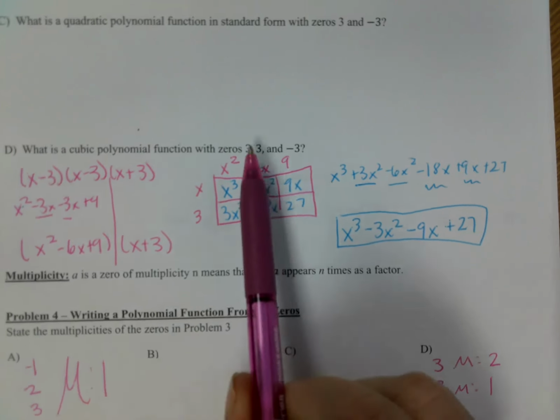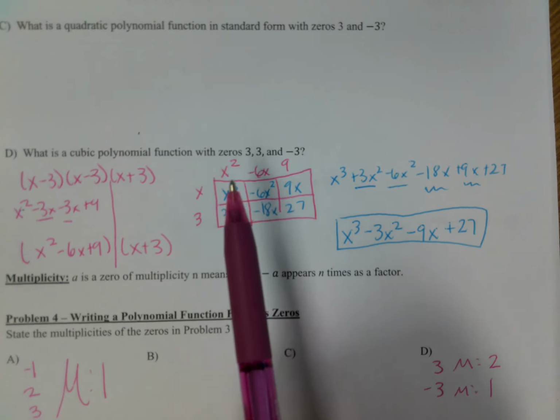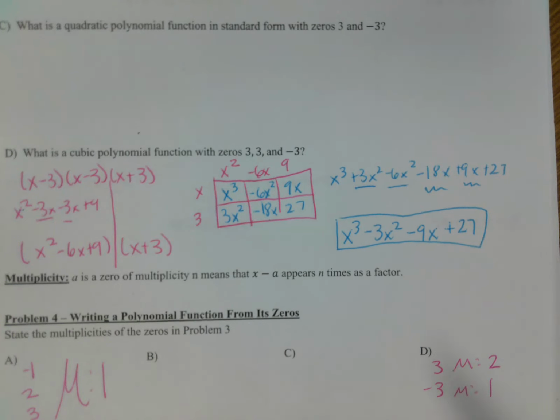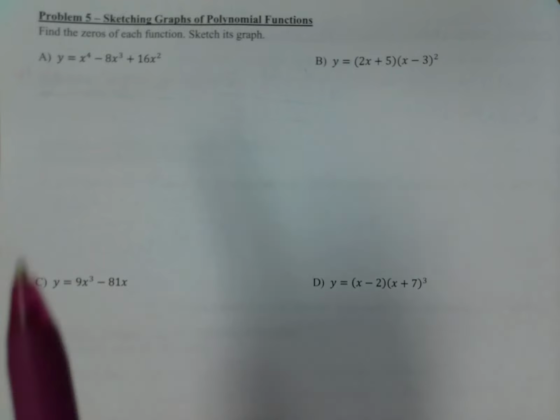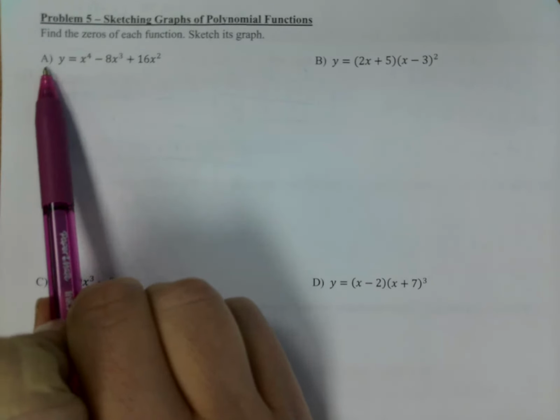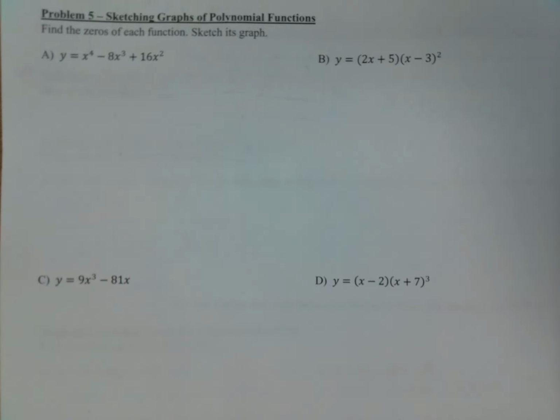Now, when you look at a graph, a zero with a multiplicity of 2 bounces off of that location. It hits it and turns around right away. And last but not least, we're only going to do this A, and then we're going to focus on the rest of these in class.